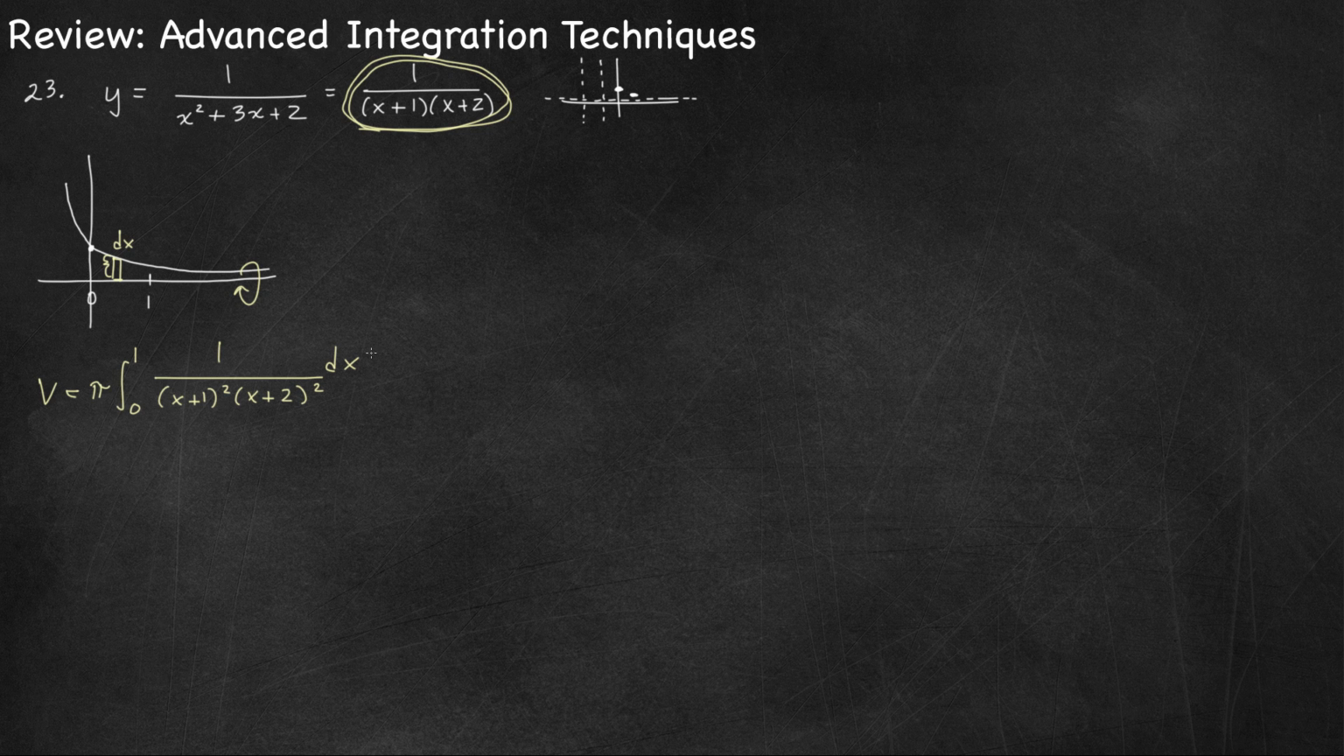dx. Now to integrate that, we're going to use partial fractions. So this is going to be a long one because we'll need 4 fractions here. We're going to need an A over x plus 1, a B over (x plus 1) squared, a C over x plus 2, and a D over (x plus 2) squared.